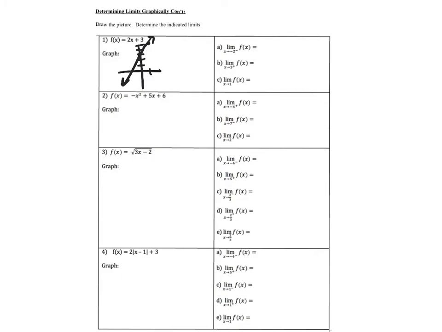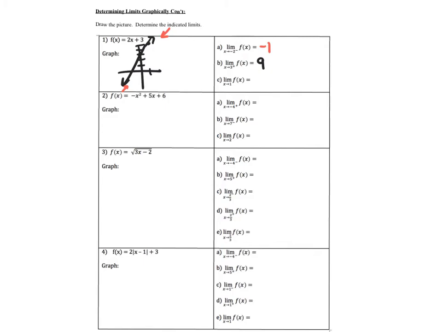Okay, so we want the limit as x approaches -2 from the left of f of x, and that will equal -1 if we were to have graphed it in a little more detail. Next, we want the limit as x approaches 3 from the right, and we will get that f of x is approaching, or the limit is approaching, 9.